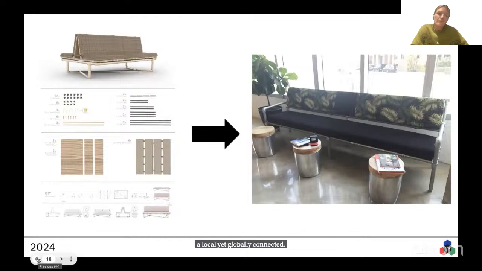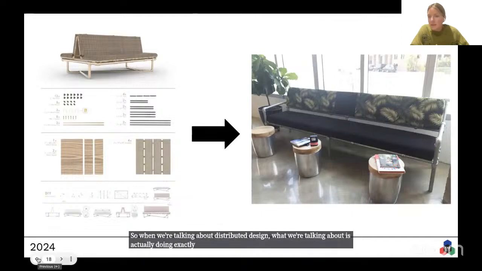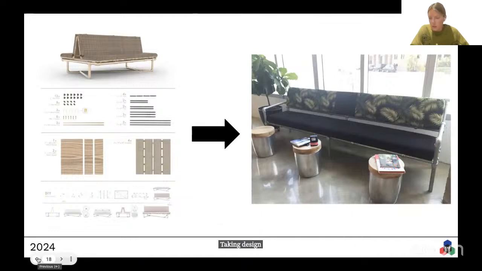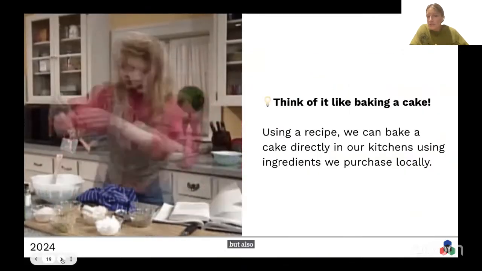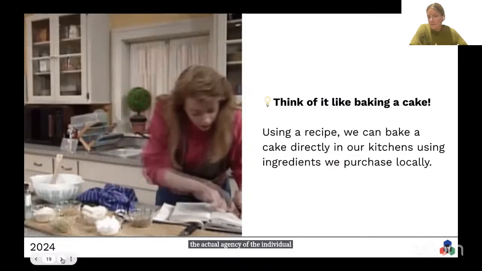So when we're talking about distributed design, what we're talking about is actually doing exactly what it says on the packet. Taking design, opening it, and distributing it. And by doing that, you're not only distributing the capacity to actually make the goods, and you can make those goods, for example, in a fab lab, but also the actual agency of the individual to make.